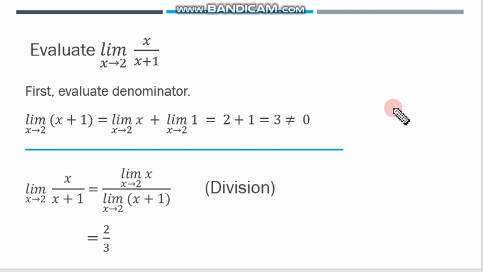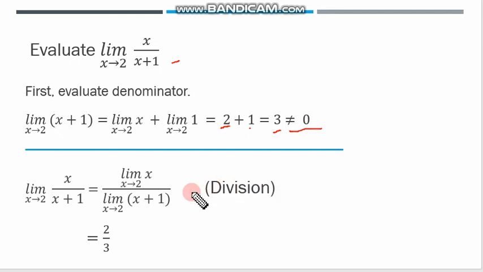So evaluate limit of x over x plus 1 as x approaches 2. Let's check the denominator first. So that's limit of x plus 1 as x approaches 2. That's limit of x as x approaches 2 plus limit of 1 as x approaches 2. That's 2 plus 1, which is equal to 3. So our denominator here is not equal to 0. So we can proceed on solving the rational function.